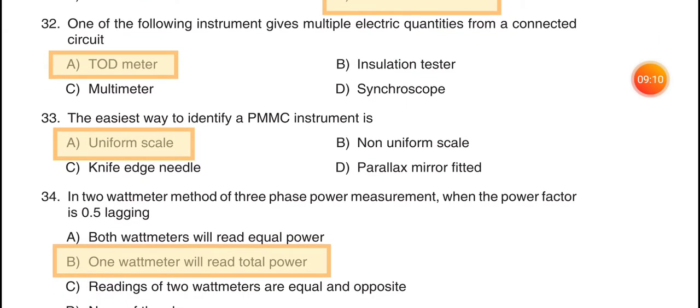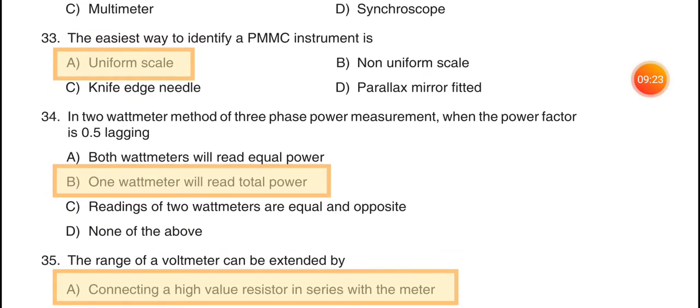32. One of the following instrument gives multiple electric quantities from a connected circuit. Answer option A, TOD meter. 33. The easiest way to identify a PMMC instrument is. Answer is option A, uniform scale.